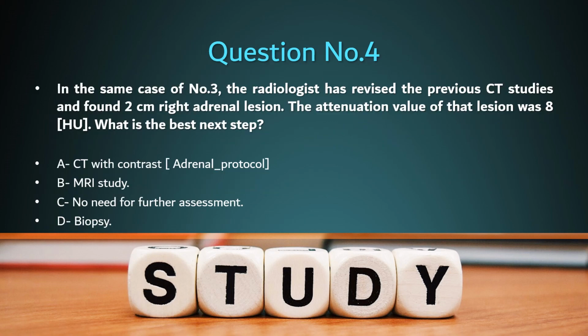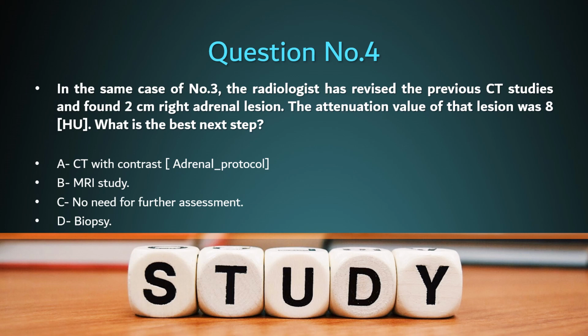Question number 4. In the same case of number 3, the radiologist has revised the previous CT studies and found a 2 cm right adrenal lesion. The attenuation value of that lesion was 8 Hounsfield units. What's the best next step?